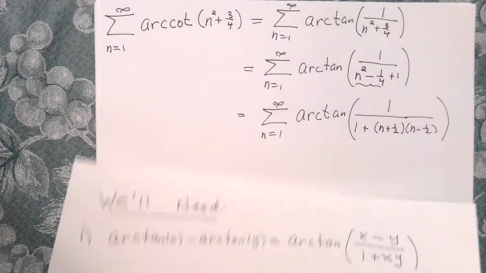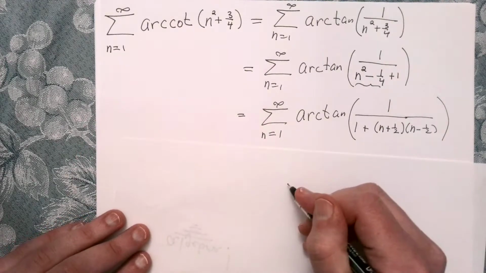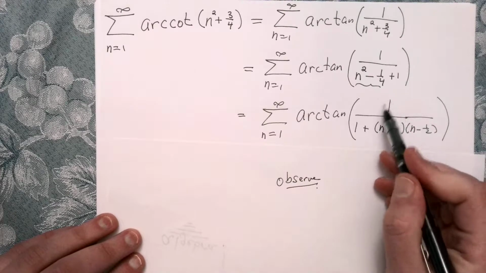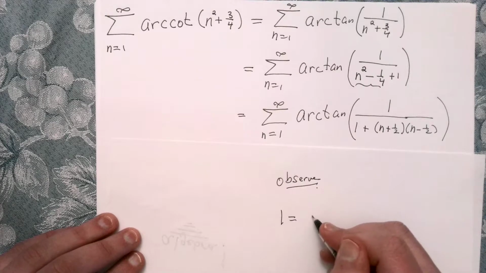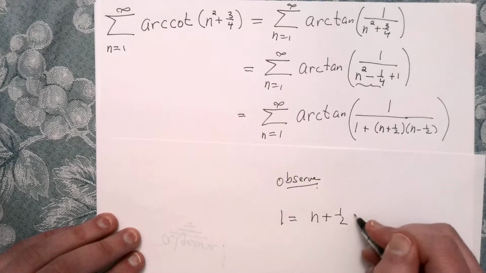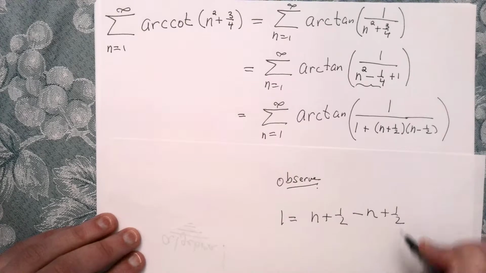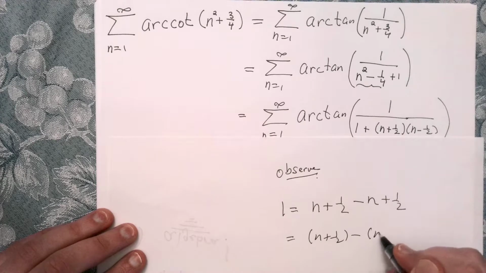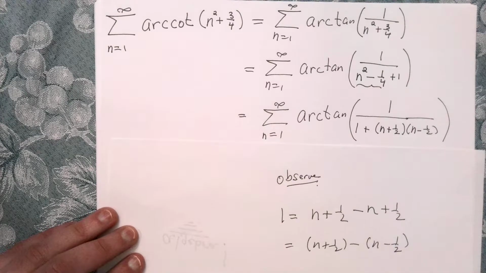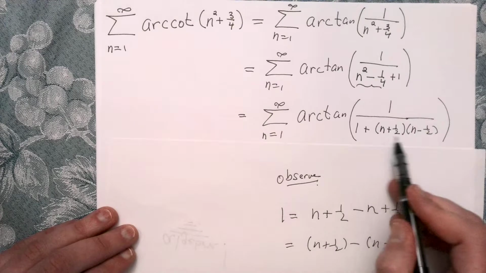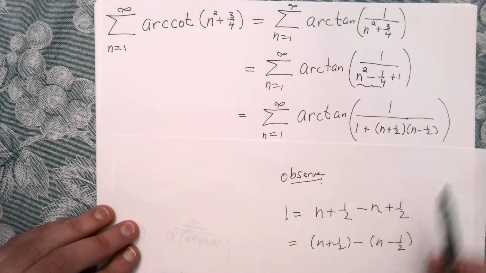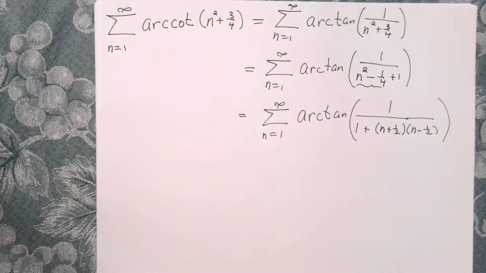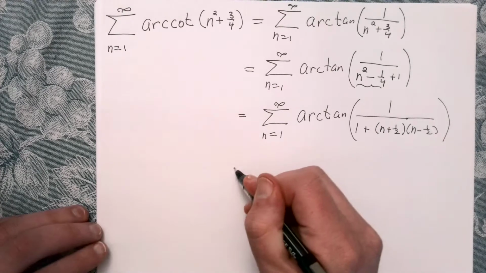Well, it turns out we can, because let's just do a little side observation. So let's observe the following, right? So 1, in particular this one, is equal to n plus a half minus n plus a half. But that's exactly n plus a half minus n minus 1/2. But that's perfect, right? Because we can think about this as the x from the formula, and this is the y. So that'll give us the x minus y. It's still equal to 1, so it's nice and legal. And let's go with that. So that gives us the following.